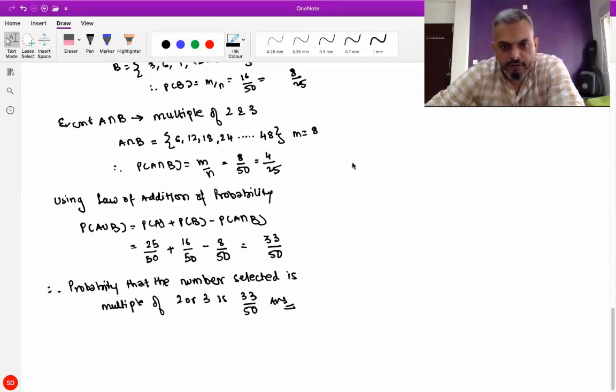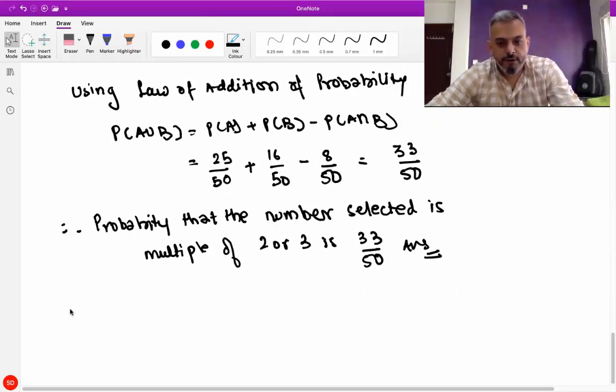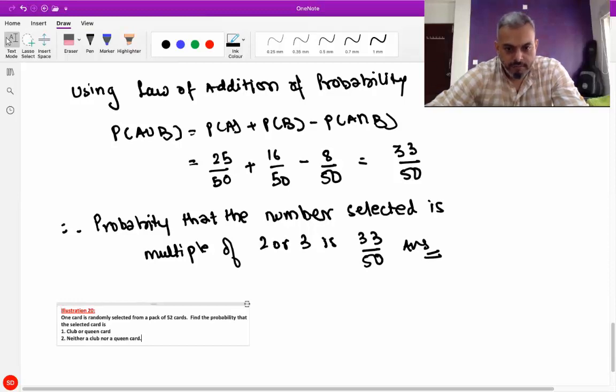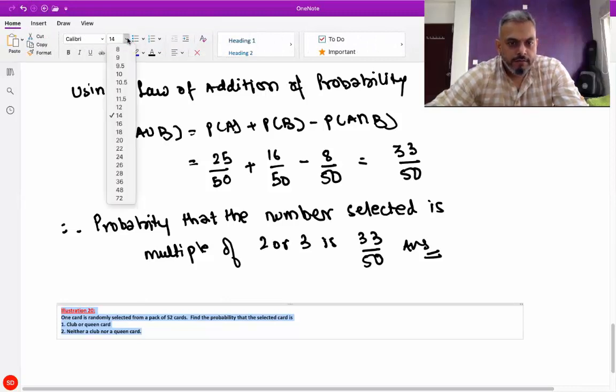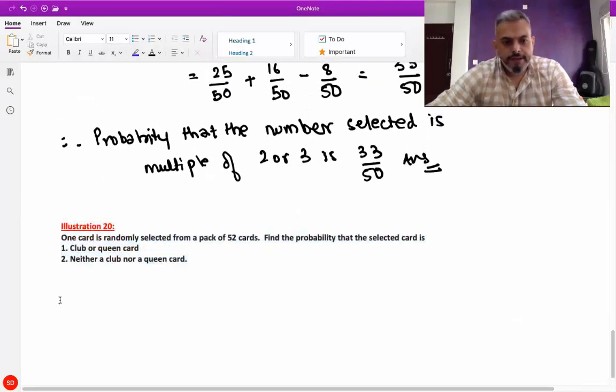Okay, now let's go to the next sum. Illustration number 20. Now, ध्यान देना please.